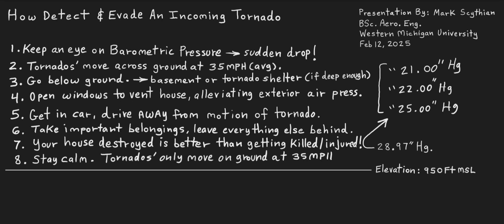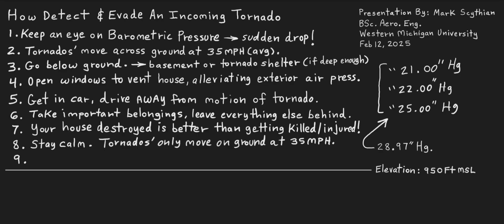So you get far enough from the tornado and it's not in an effective range, you made it, you survived. You might not have a house anymore, but you're not dead, right? So stay calm. Tornadoes only move on the ground at 35 miles per hour.